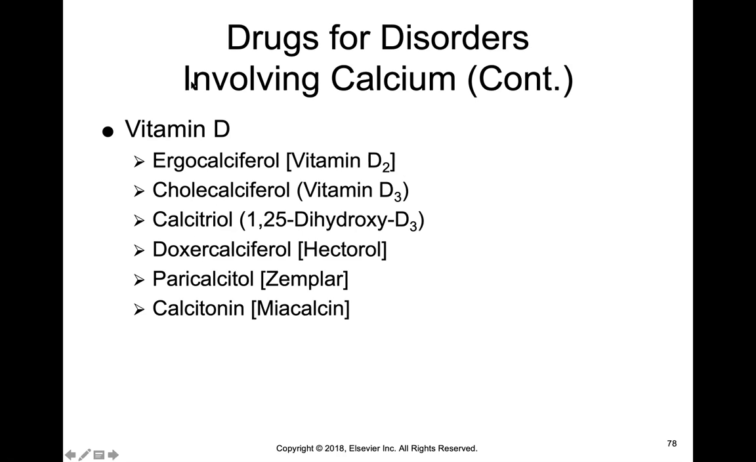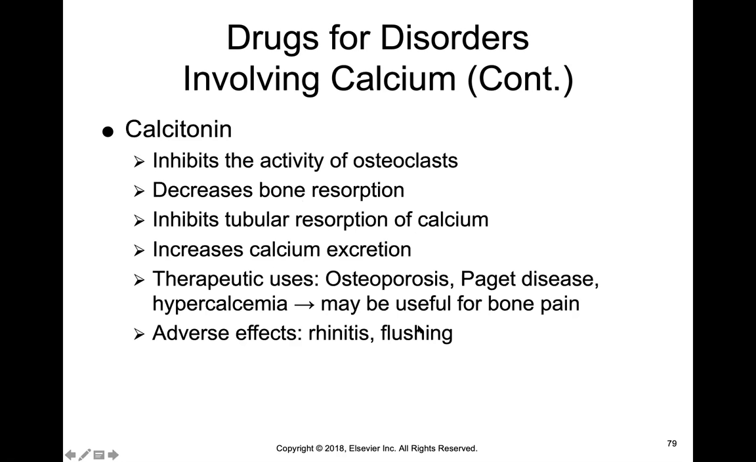All right. These are some of the forms of vitamin D. We'll go over that a little bit. This is calcitonin. It inhibits the activity of osteoclasts. If you remember anything about bone formation, you have osteoclasts that help to break down bone, and the opposite are the osteoblasts that build up bone. So calcitonin inhibits osteoclastic activity, which then decreases bone resorption and increases calcium excretion. And it's a nasal spray, so it's pretty well tolerated, but you can get some rhinitis, running nose, and some flushing.